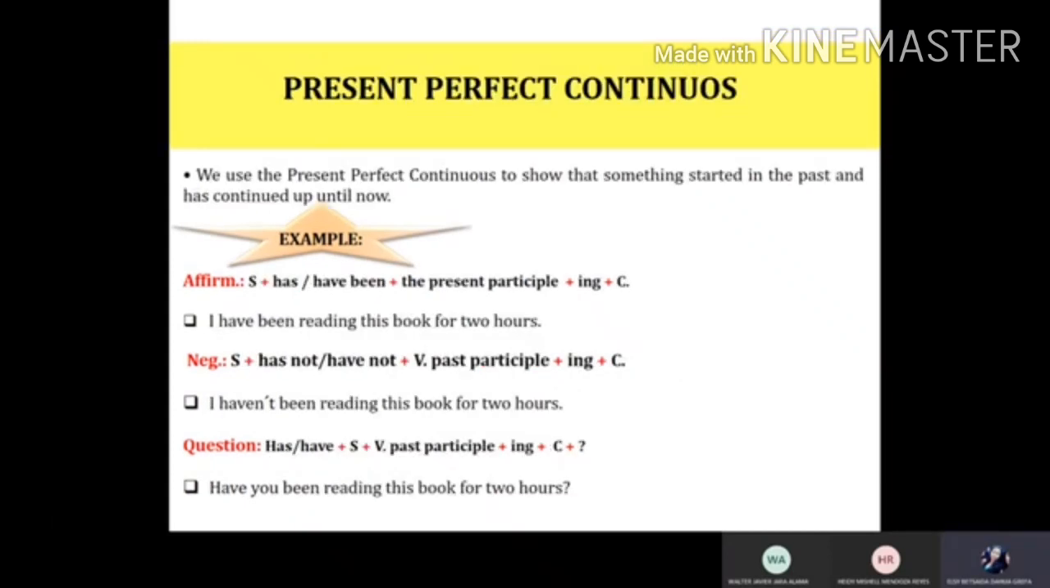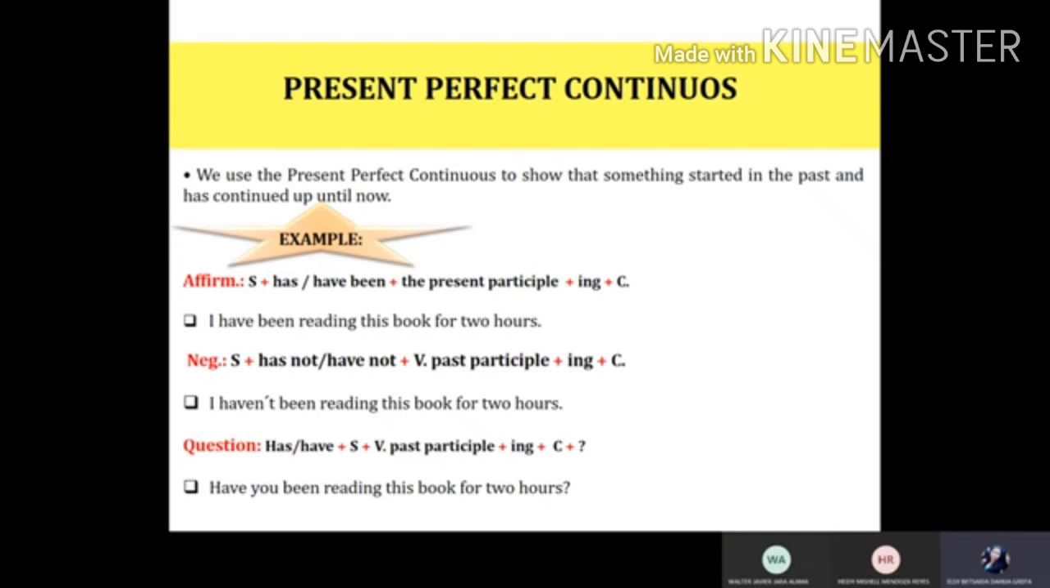Present perfect continuous. We use the present perfect continuous to show that something started in the past and has continued until now. Example. In affirmative form: subject plus has been or have been plus the present participle, verb plus ing, plus complement. For example, I have been reading this book for 2 hours.